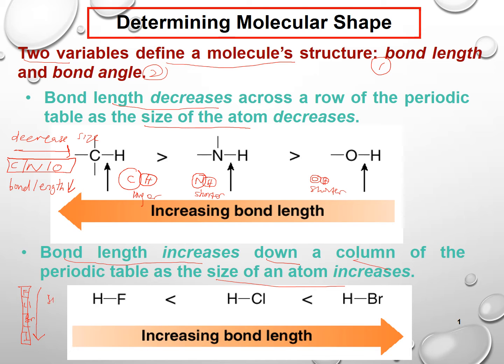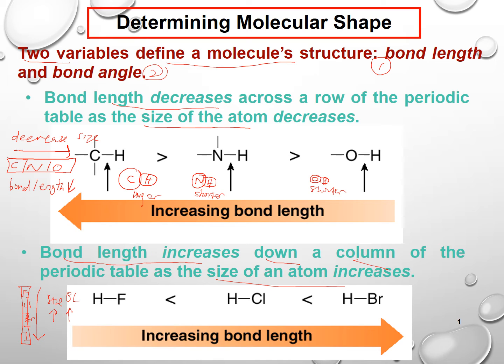So size increase. So bila dia punya size increase, jadi dia punya bond length pun akan increase. So bond length pun akan increase bila dia menurun ke bawah.